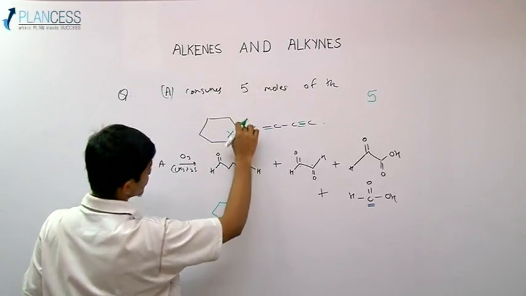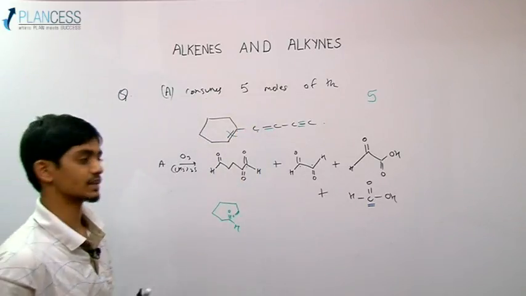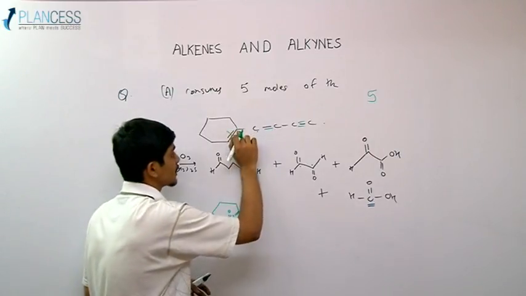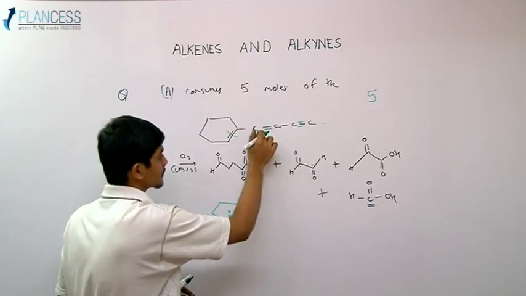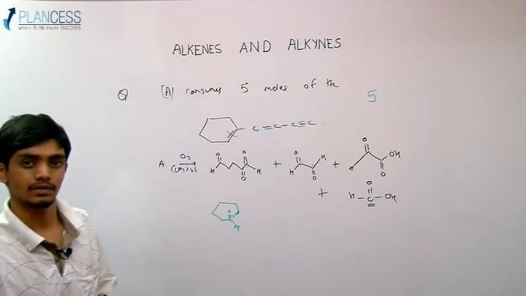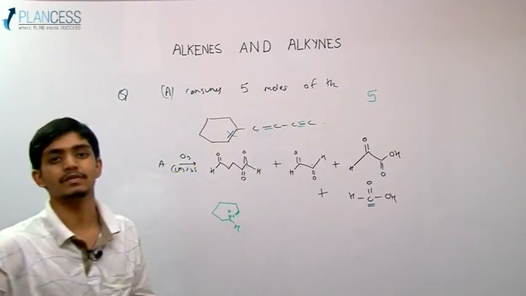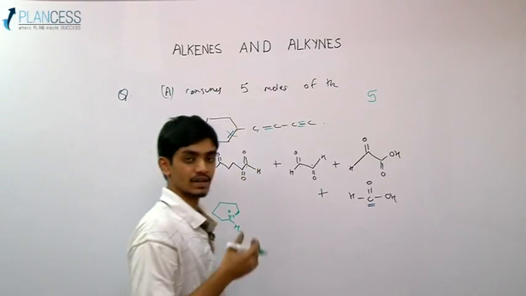Because this carbon contains two alkyl groups, it will give us a ketone rather than an aldehyde. So that means this carbon is not this carbon; it must be this carbon. You understand why? Because the carbon next to this carbon is giving an aldehyde. That means there must be a double bond there.